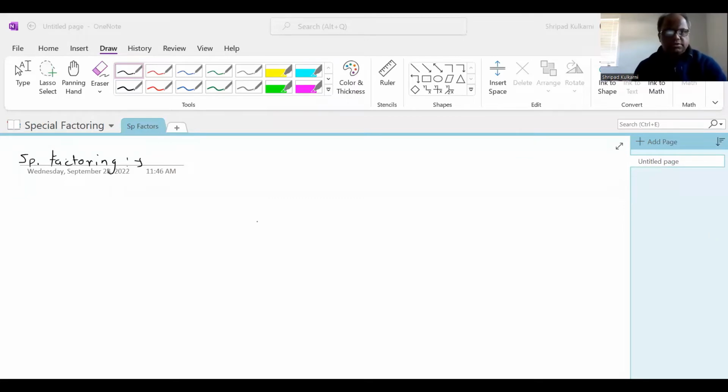All right. So I'm back after a long time, and today we will discuss something about special factorization. How does special factorization work?